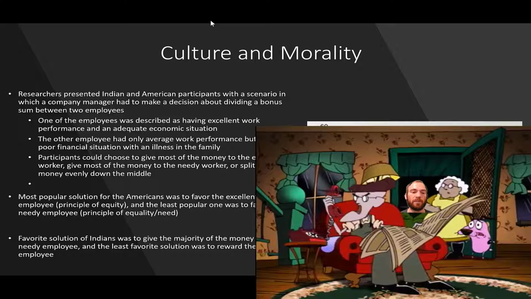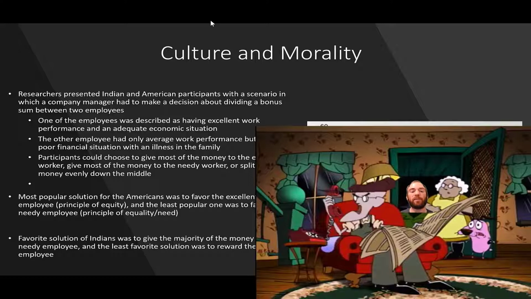And then you ask the participants who they would give the money to, and they can choose to give all the money, or most of the money, I should say, to the excellent worker, or to the needy worker, or just split it down the middle. Americans, as stated, rely on the principle of equity, that is distributing the money based on the individual's contributions, and thus favor the excellent employee with an adequate economic situation. But again, this is on average, and there are respondents who responded differently, but these are group averages.